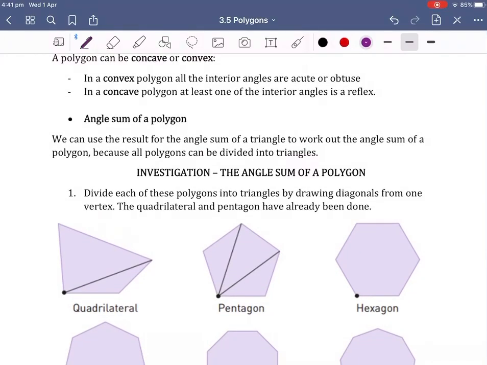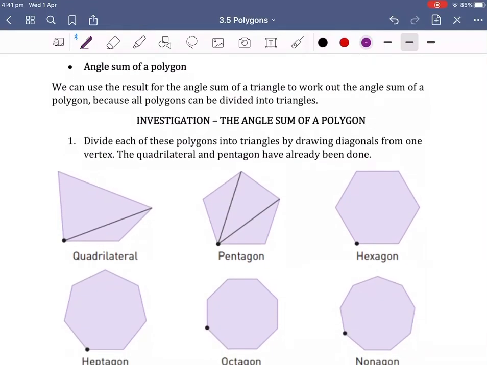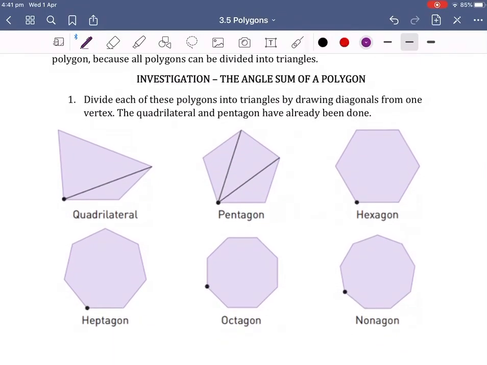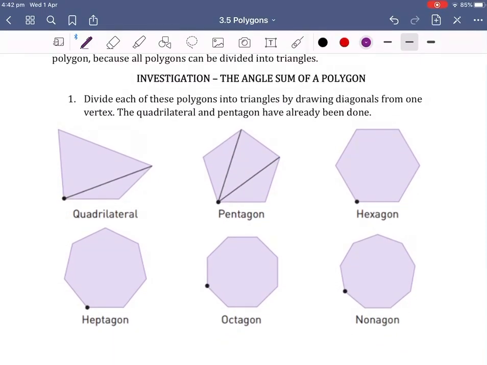Angle sum of a polygon. We can use the result for the angle sum of a triangle to work out the angle sum of a polygon because all polygons can be divided into triangles. Now we're going to investigate it. We're going to divide each of these polygons into triangles by drawing triangles from one vertex. The quadrilateral and pentagon have been done for you.